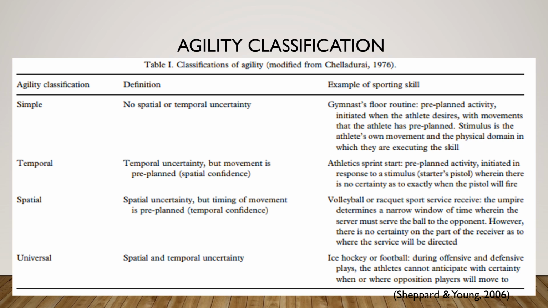The athlete initiates those movements, and there is no response to any external stimulus. The next classification is temporal. So this is where there is temporal uncertainty, but the movement is pre-planned. So the example they use here is a sprint start. So the movement out of the blocks is pre-planned.